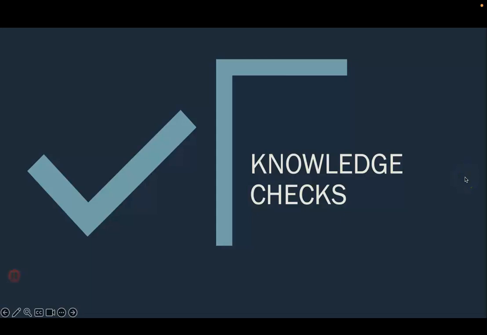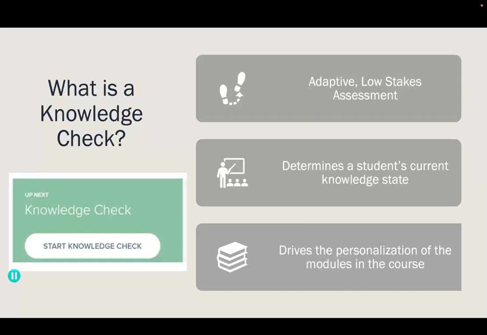Knowledge checks are an essential part of the adaptive side of the ALEKS platform. A knowledge check is an adaptive, low-stakes assessment that students will take on the first day of the course as well as progress ones throughout the course to check for retention. Knowledge checks determine a student's current knowledge state at that moment in time.